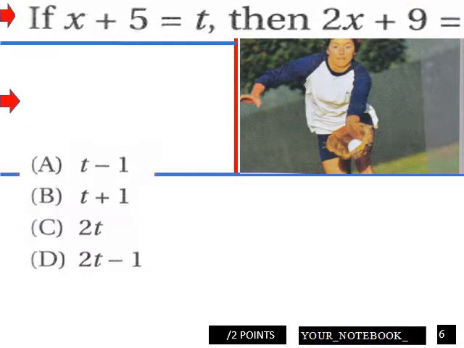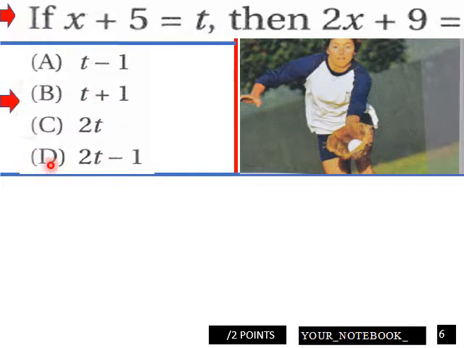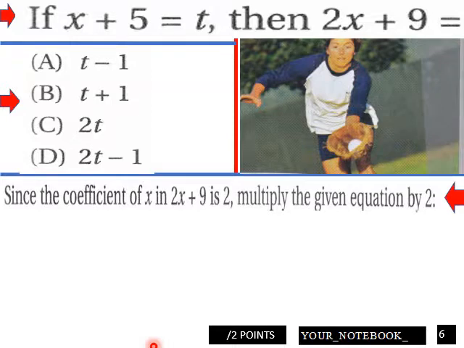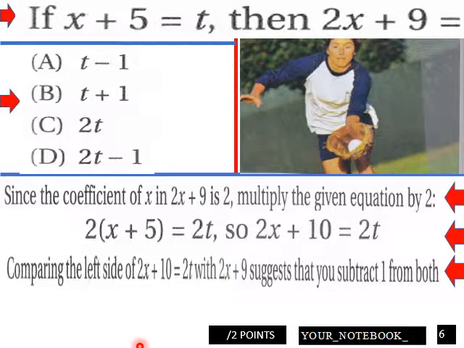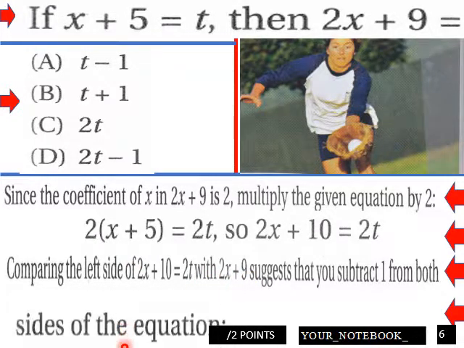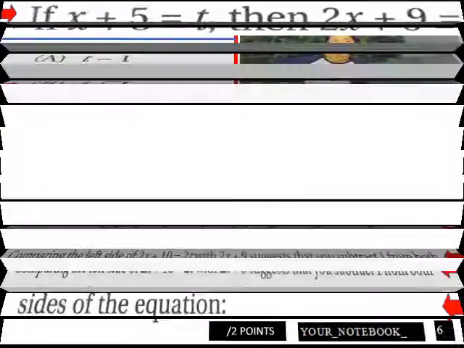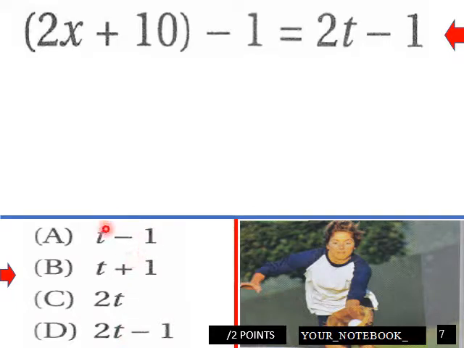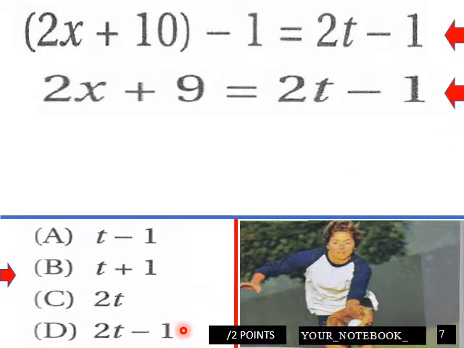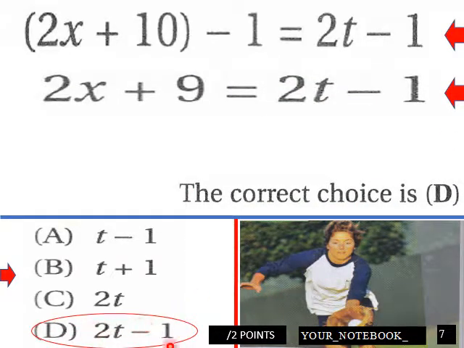If x plus 5 equals t, then 2x plus 9 equals what? Here are our solutions here. Since the coefficient is 2, multiply the given equation by 2, so you multiply through by 2. Comparing the left side of this with that suggests you can subtract 1 from both sides of the equation. Like here, t minus 1, or this one down here, 2t minus 1. So 2x plus 9 equals 1, so this will be your right choice here for that series.